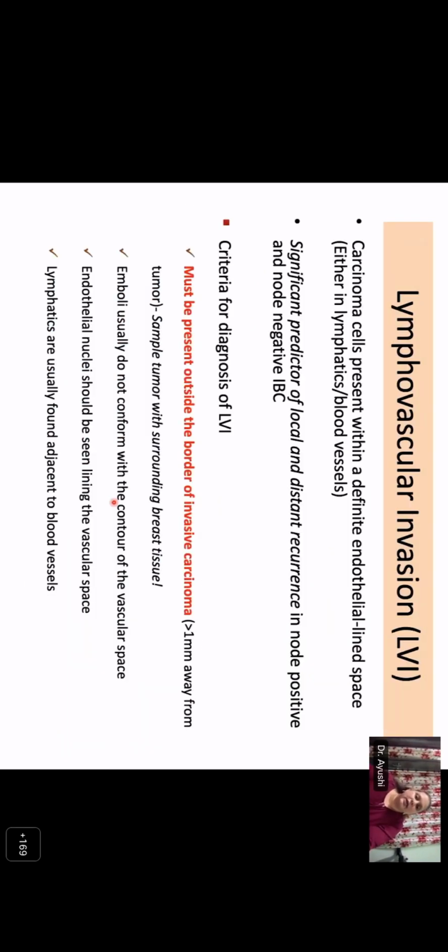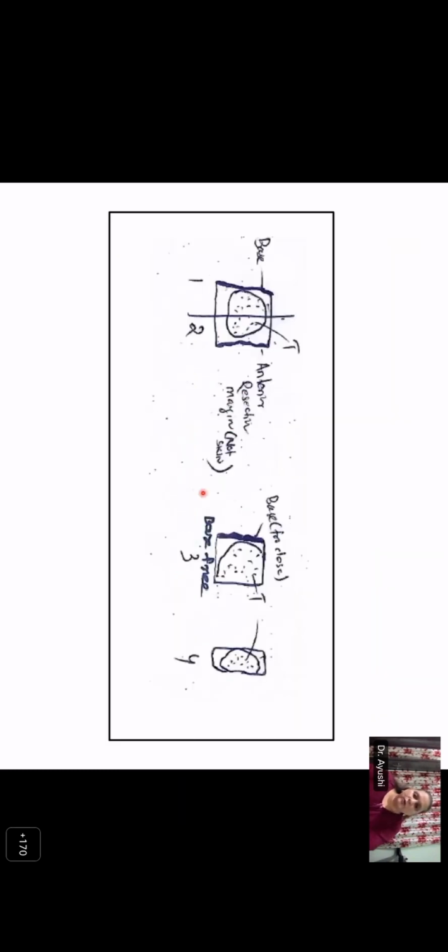Similarly, presence of lymphovascular emboli is a significant predictor of local and distant recurrence. And the criteria for diagnosis of LVI is also that it should be present outside the border of invasive carcinoma, at least more than 1 millimeter away. So, if again the section has been taken only of the tumor without including any surrounding parenchyma, these factors are difficult to evaluate.